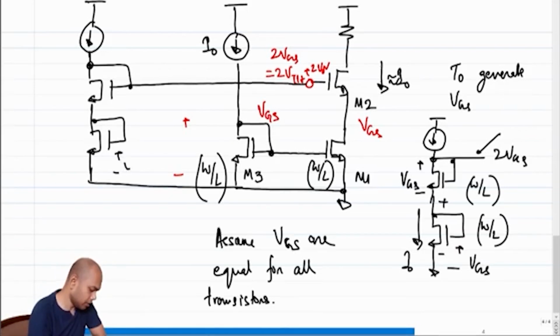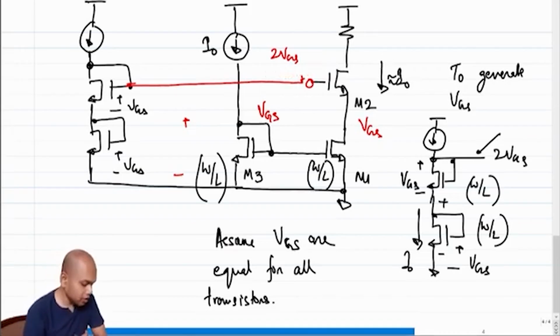So this is one VGS, this is one VGS. Let me use a different color just so that we are not confused. If we connect these two nodes, we are good, right? So this is 2 VGS. Always M2 gets 2 VGS, which is what it always wanted. Okay, fine. But let's see, can we do one step better?